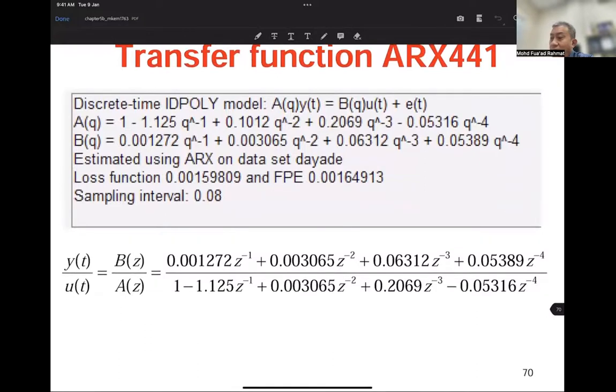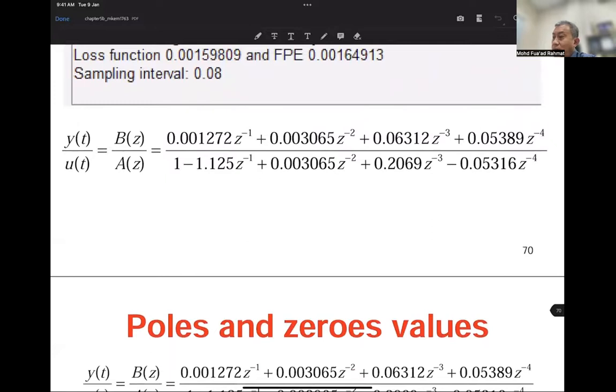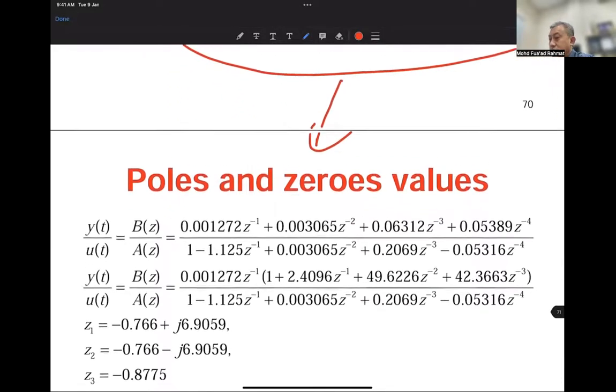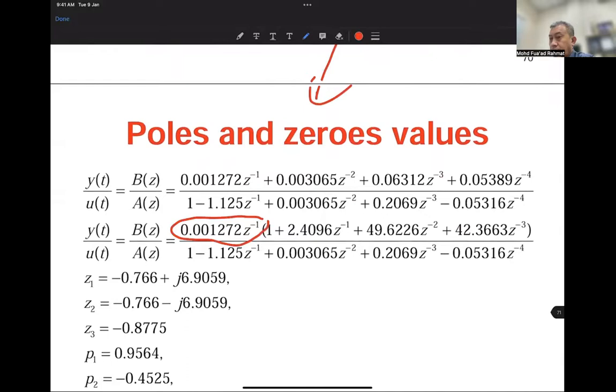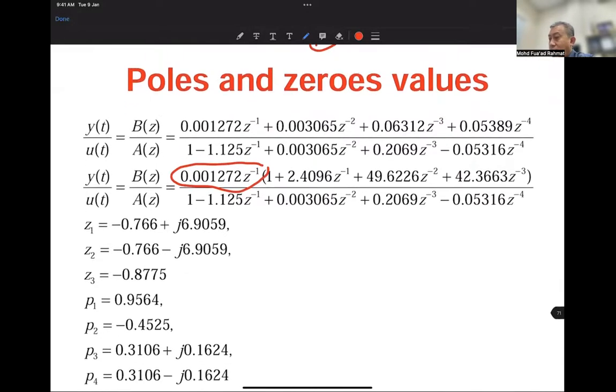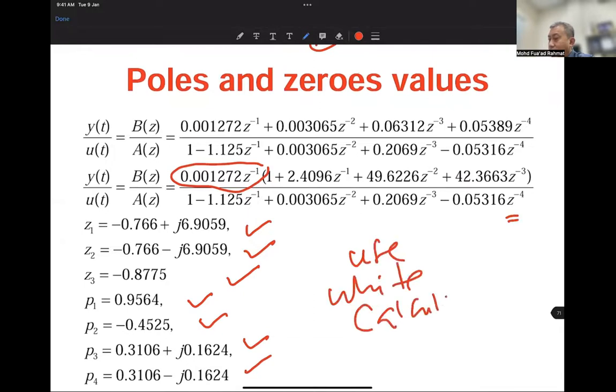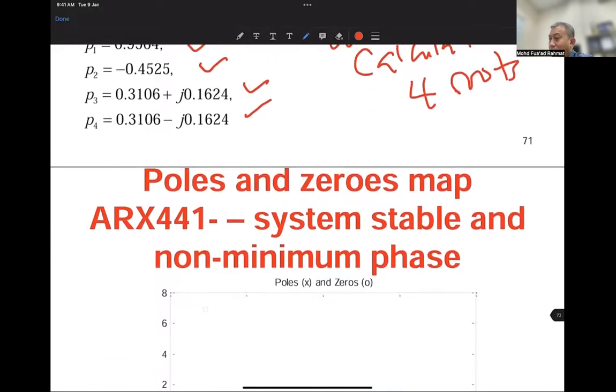So you can see that Y over U equals B divided by A. Then this one you can simplify, you factorize, and then you use your calculator to find the value of zeros and the value of poles. Use the white Casio calculator, the new one, which can calculate four roots.